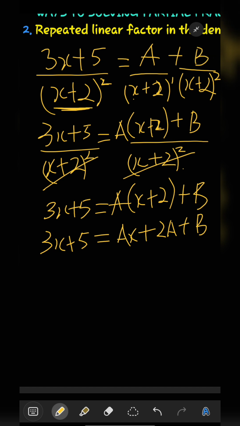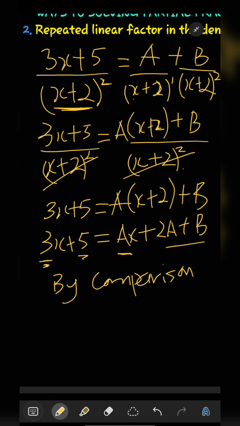So we are going to be using the comparison method to solve this. By comparison, I mean we'll compare the coefficient of x on both sides. The coefficient of x here is 3, the coefficient of x here is a, and we'll compare the constants on both sides. So comparing the coefficient of x on both sides, we have that a is equal to 3. Comparing the constants on both sides, we have that 2a plus b is equal to 5.